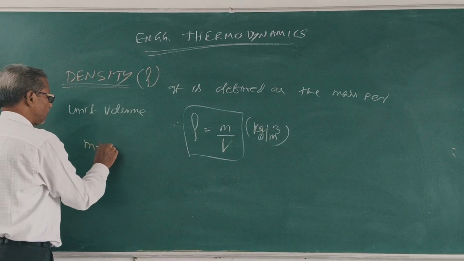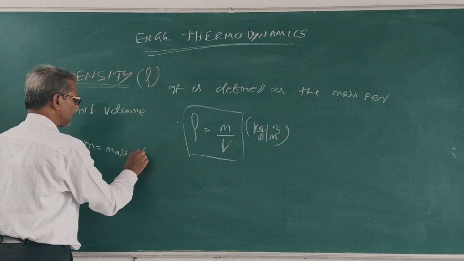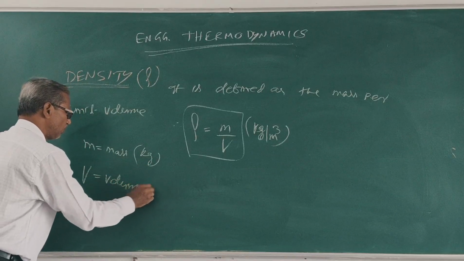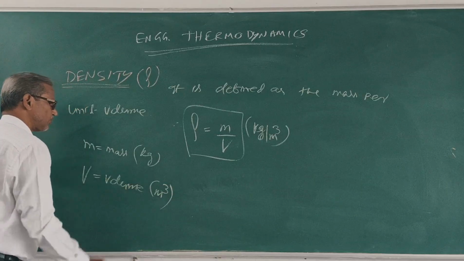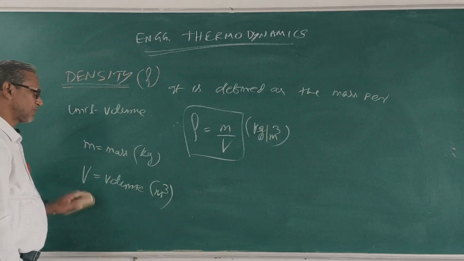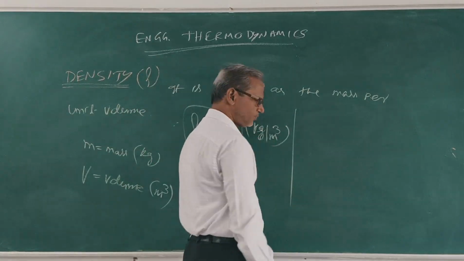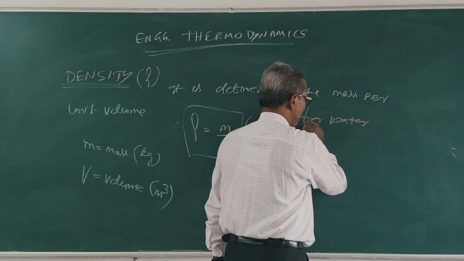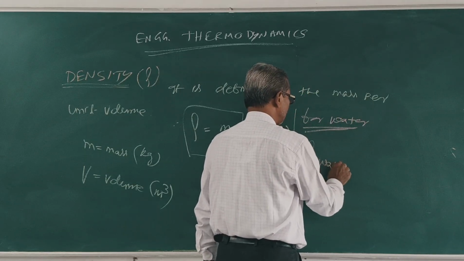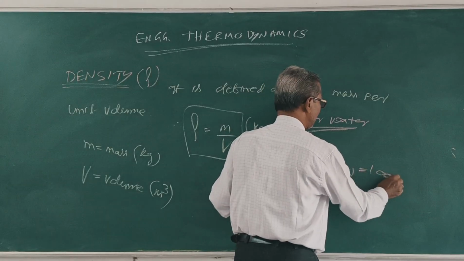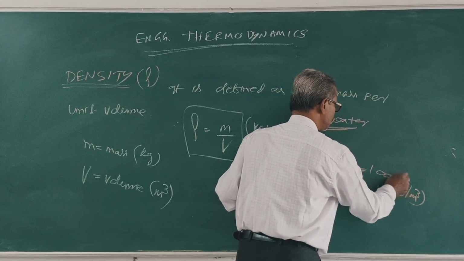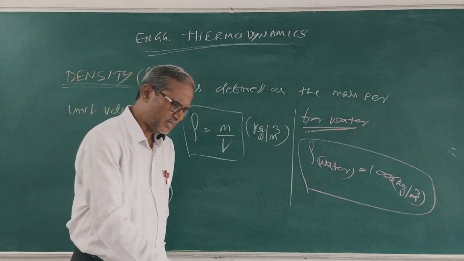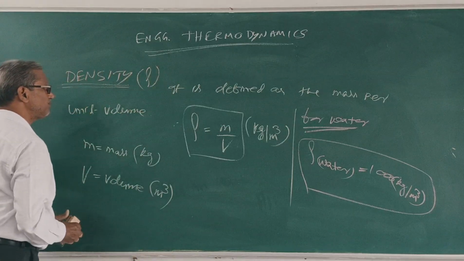Where M is equal to mass in kg. What is V equal to? Volume in meter cube. Clear? For water, rho water is equal to 1000 kg per meter cube. Next, specific volume.